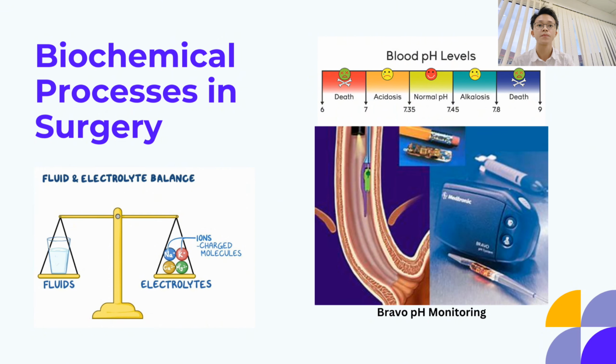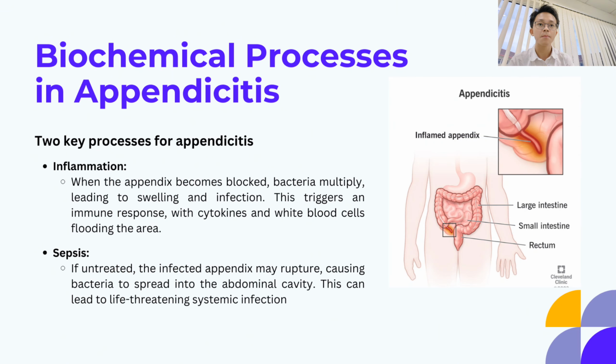Acid-base balance is also important because during long surgery, surgeons monitor blood pH to prevent acidosis, which can damage organs. For appendicitis, there are two key processes that stand out. First is inflammation. When the appendix becomes blocked, bacteria multiply, leading to swelling and infection. This triggers an immune response with cytokines and white blood cells flooding the area.